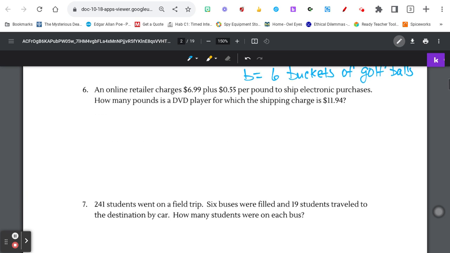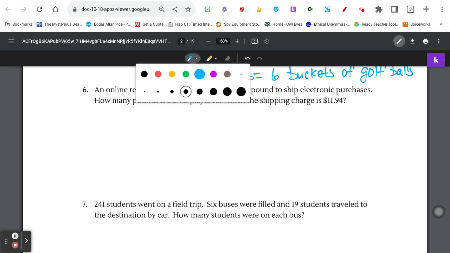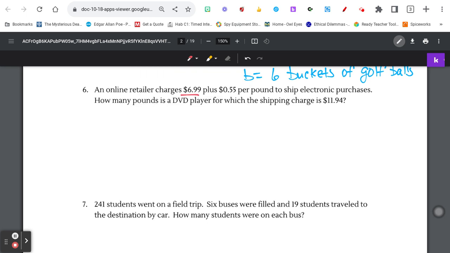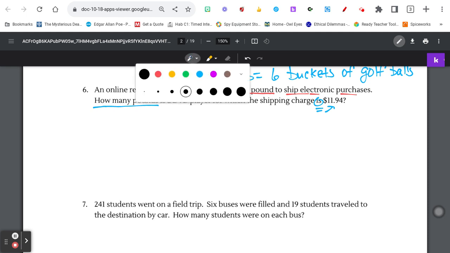All right, 6 says an online retailer charges $6.99 plus they charge 55 cents per pound to ship electronic purchases. And here's your question. Here's your unknown. How many pounds is a DVD player for which a shipping charge is, that means it's equal, $11.94. So a DVD player, people really don't have those anymore. Maybe some people do. I don't use it because I have one and I don't use it.